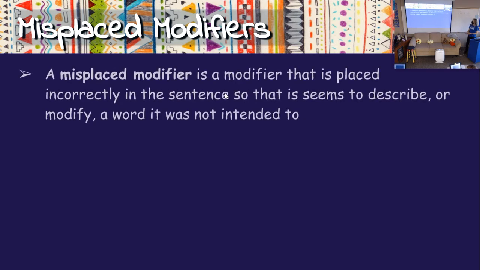Alright. We're going to first start by talking misplaced modifiers. So a misplaced modifier is a modifier that's placed incorrectly in the sentence so that it seems to describe a word that it was not intended to describe.